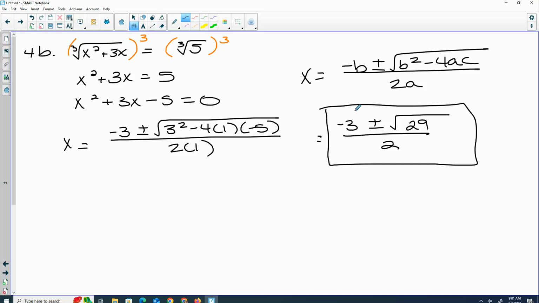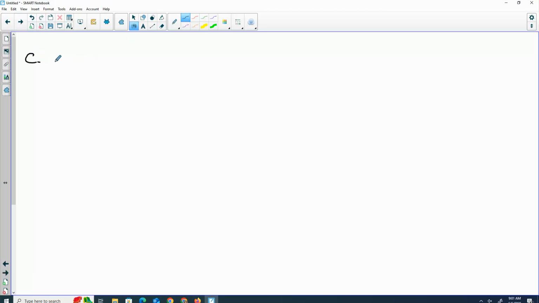So like for A, you actually got 2 answers, negative 5 and 2. But when you checked them, only the 2 worked. So make sure if you're squaring in your equations that you do check your answers. If we look at C. So the first thing you have to do is get the square root by itself. So in order to do that, what do I have to do?